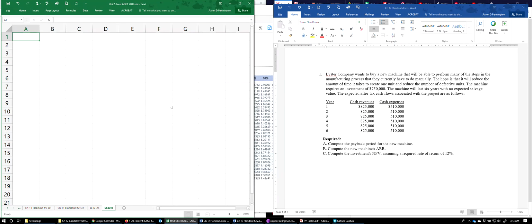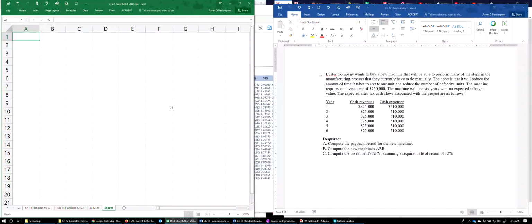Okay, so I've got this handout I've posted for you to take a look at. It asks us to do three things. The first is the computation of a payback period, which we'll do. And if you haven't already, you may want to pause the video and see if you can work through that on your own. And then the ARR, which we've had a lecture on in abstract, but we'll work through that. And then net present value, which I'll probably put in a separate video.